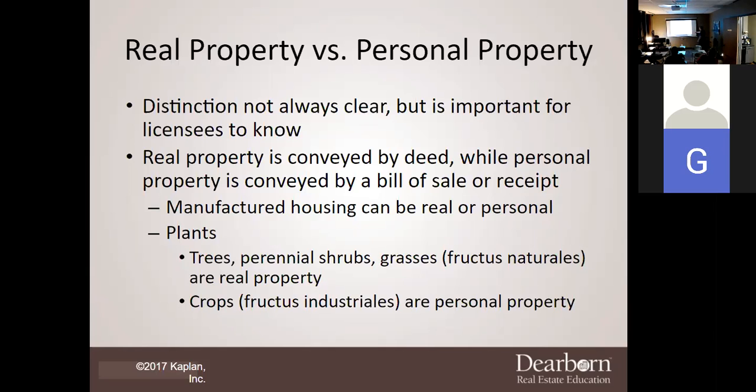Okay. That is basically the fructus naturalis. That's the legal terminology. It's where trees, shrubs, and grasses are all going to be real property until they're harvested. The minute they're harvested, the crops are broken off, they become personal property. Does that make sense? It's just like, let me go back up to the manufactured housing. Same concept here.